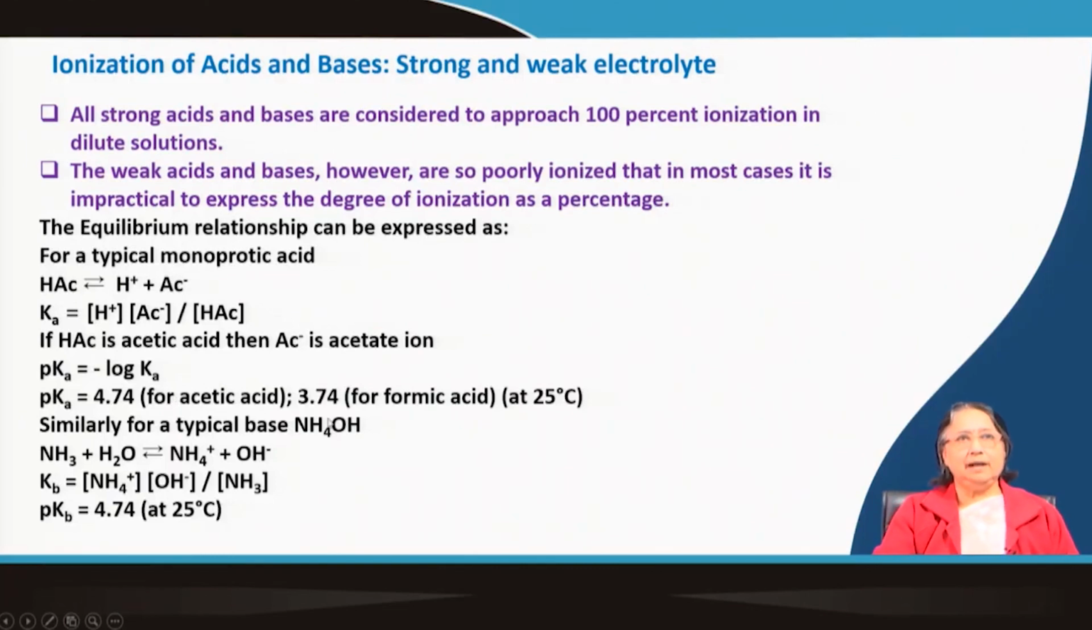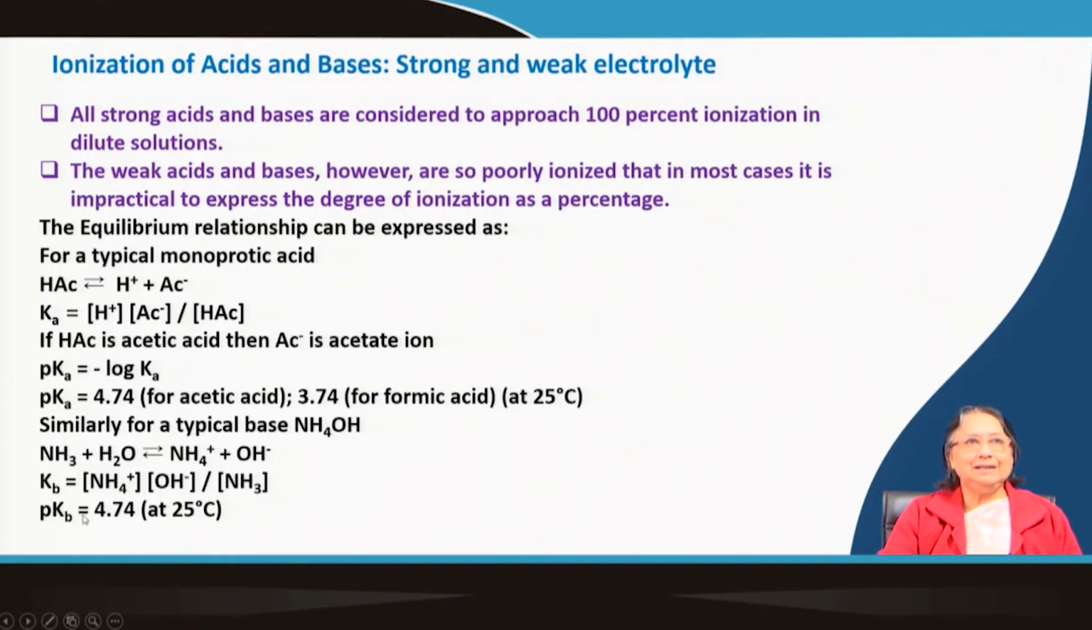Similarly, for a typical weak base, ammonium hydroxide, we can tell that it dissociates as NH4 plus and OH minus. In case of acid we write Ka, but here we will write Kb because it is a base. Kb for ammonium hydroxide is expressed as the ammonium ion concentration times the OH minus ion concentration, divided by the undissociated ammonia concentration.